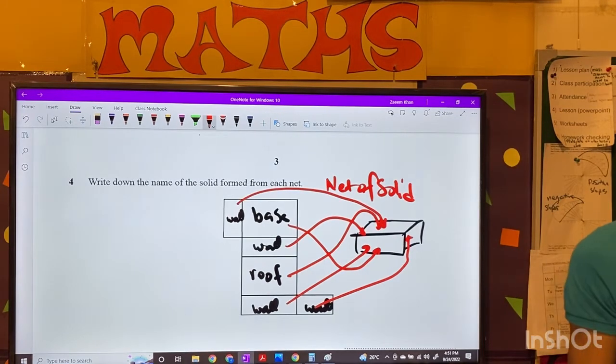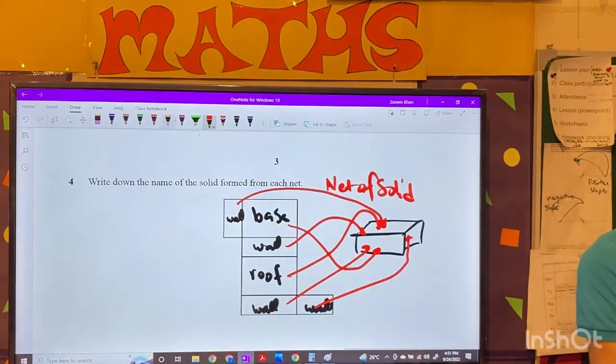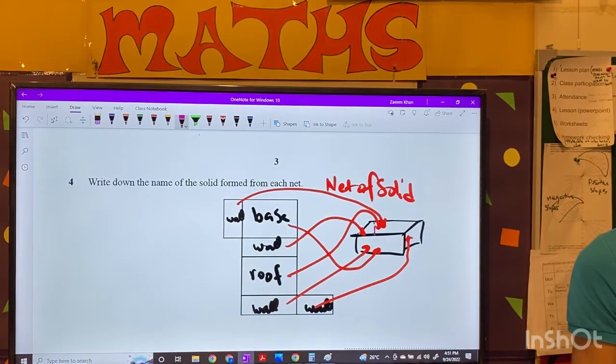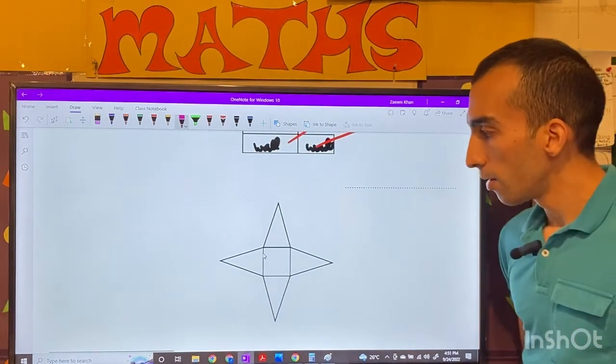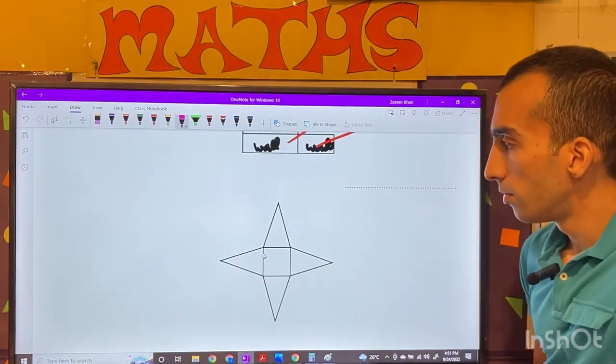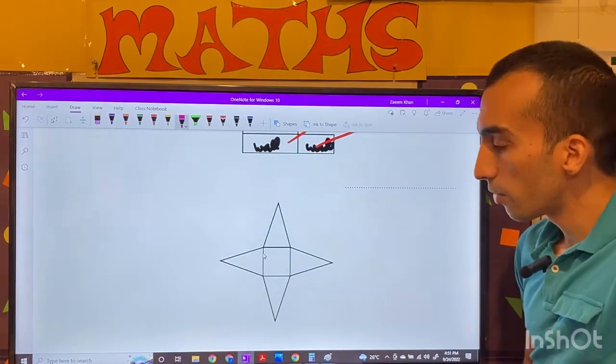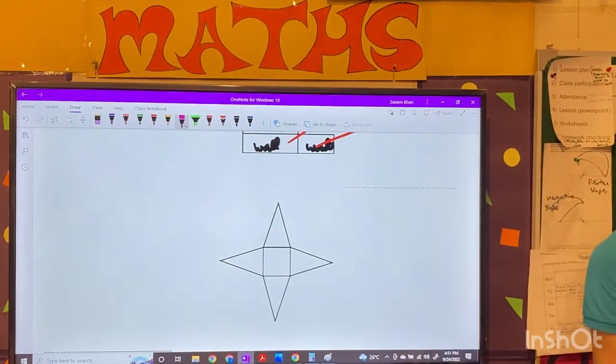I hope the arrows are not confusing you over here. Are they making sense? Okay. Here we go. ठीक है. What shape is this? Square-based pyramid. Right, that's correct. Square-based pyramid क्यों है?